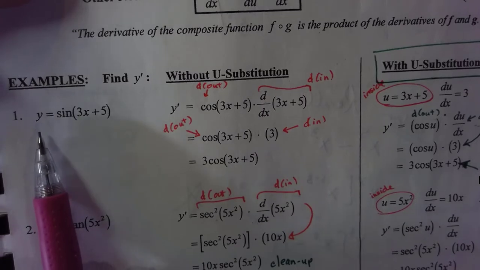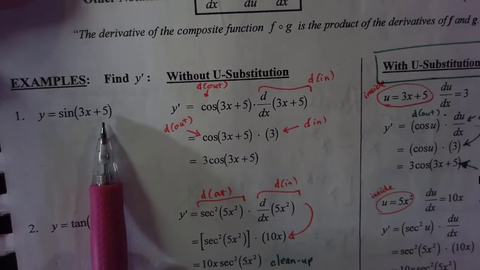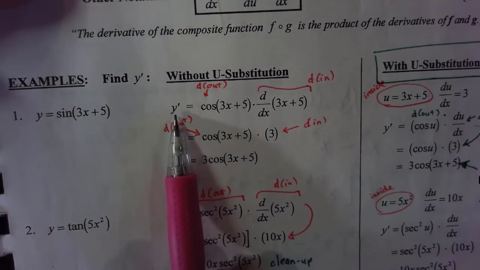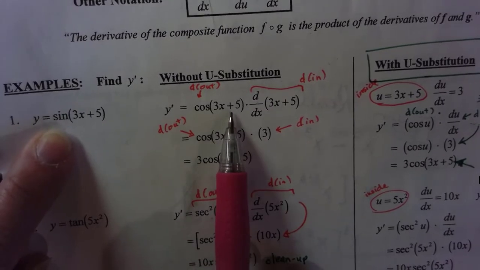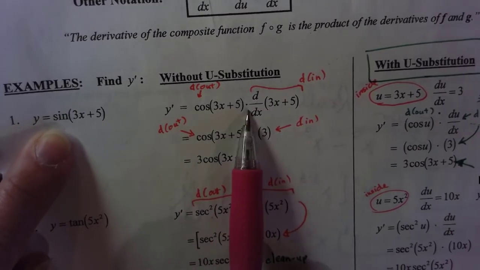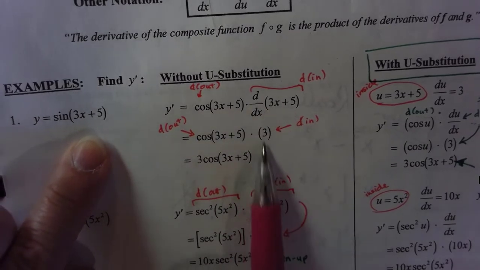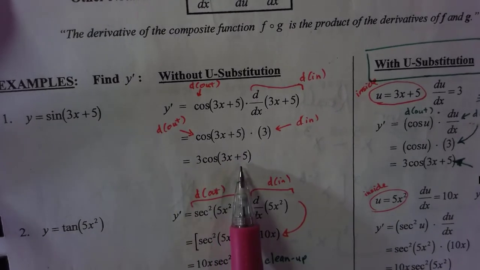We're going to find the derivative of y, which is the sine of 3x plus 5, without something called U-substitution. So y prime would be derivative of sine is cosine. Notice that we do not change the inside function, times the derivative with respect to x of the inside function, which happens to be 3. And we're going to bring that down, 3 cosine of 3x.